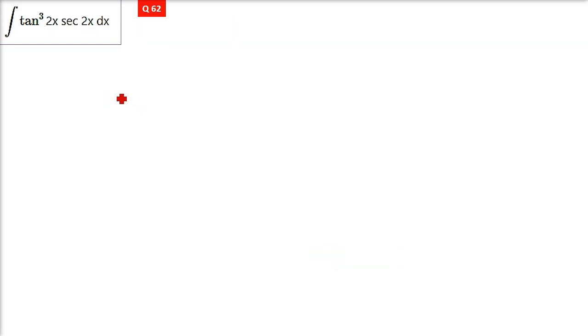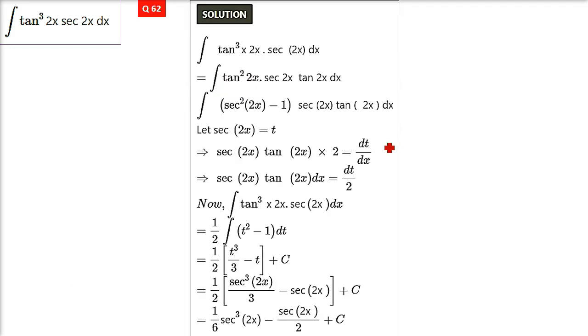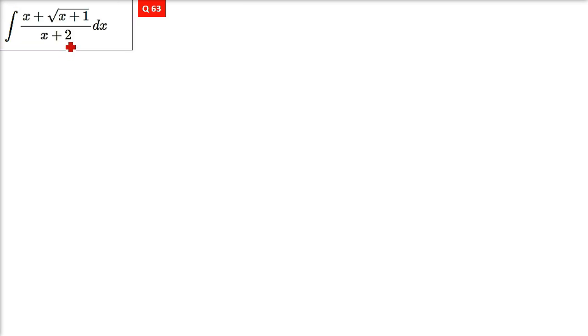So the final answer, you must have a look, will be 1 by 6 sec cubed 2x minus sec 2x divided by 2 plus constant of integration. Okay, this is how you are going to write it. It's very important to write; understanding is one thing and writing is another thing.